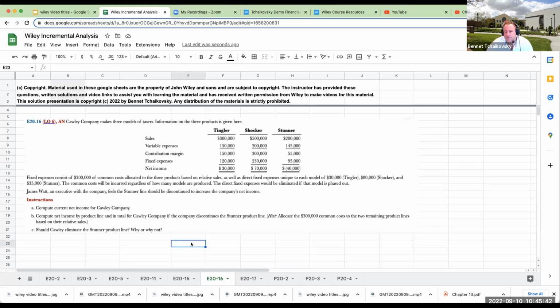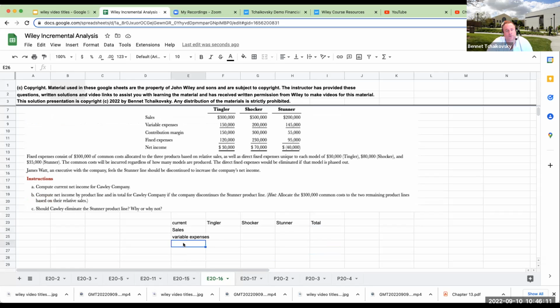So the first thing we're going to do is say current, Tingler, Shocker, and Stunner. Over here, we're going to have sales, variable expenses, and we're asked to compute the current net income for Kalli Company. So we've got total. Now, there's a very easy way to do this. You take 30,000 plus 70 minus 40, and you're going to get 60.